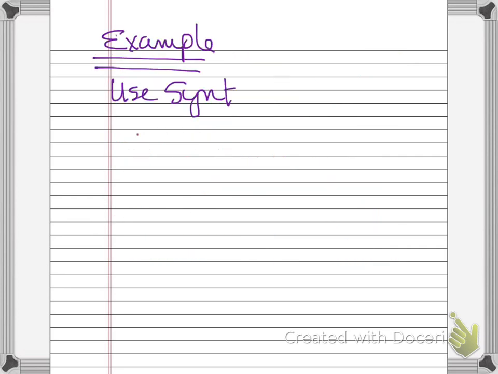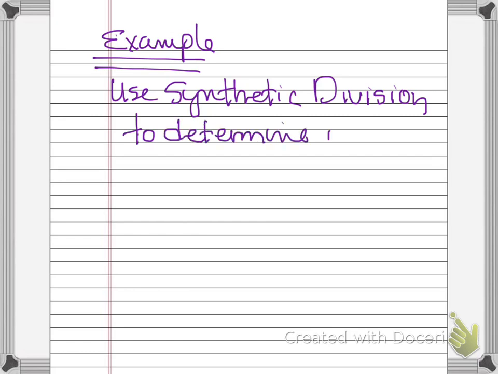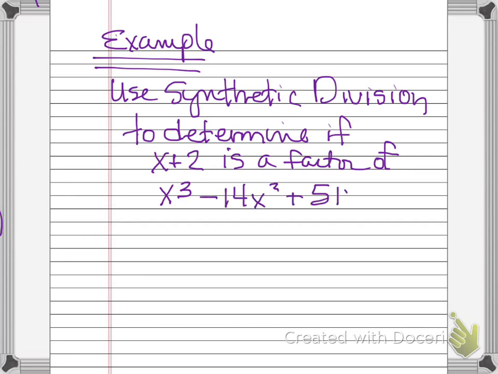So the example is use synthetic division to find out if x plus 2 is a factor of x cubed minus 14x squared plus 51x minus 54. So let's do that. We're going to set it up. We know that x plus 2 is equal to 0, and we can find that x is equal to negative 2. Remember that we are seeding this with just the constant. We're not using the variables.